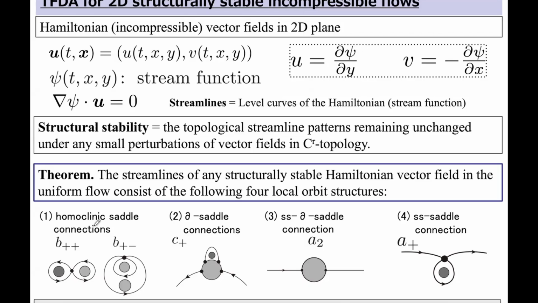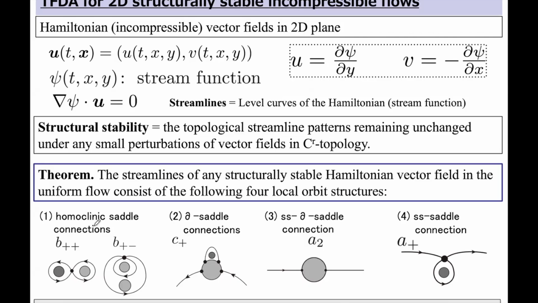In addition to the Hamiltonian assumption, we make another assumption called structural stability. This means the topological streamline patterns remain unchanged under any small perturbation of the vector field in the C^r topology. With this simple mathematical assumption, we can show that the streamlines of any structurally stable Hamiltonian vector field in the uniform flow consist of the following four categories of local orbit structures.